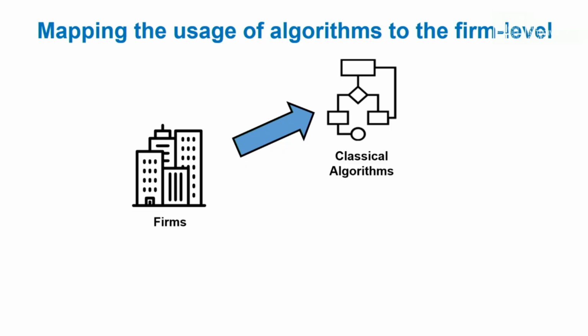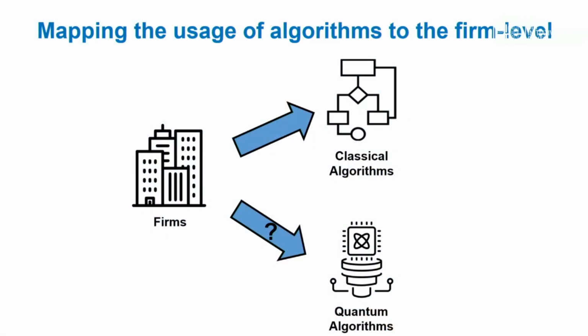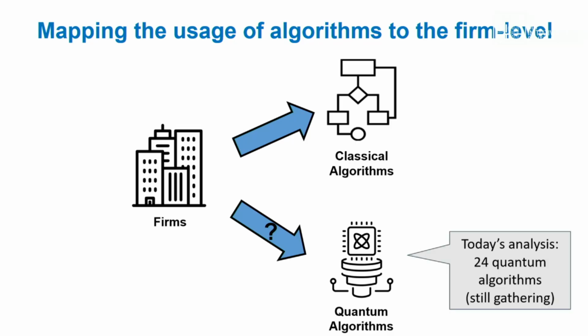And so if you can map firms to the classical algorithms they're using, then you can say, okay, well, is there a quantum algorithm, or might we expect a quantum algorithm to come along where a firm can say, I'm going to switch from using this classical algorithm to using this quantum algorithm. Okay, so what I'm going to show you today is a first sense of, well, what would that look like? All right, and so this is going to be very preliminary. We're only going to cover here 24 quantum algorithms, which is an ongoing process that we're doing to build this up.